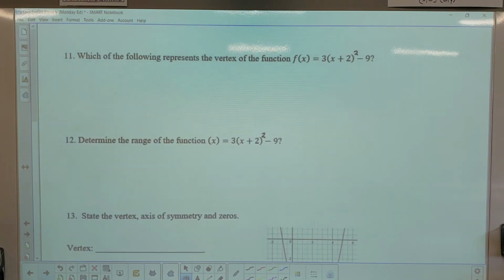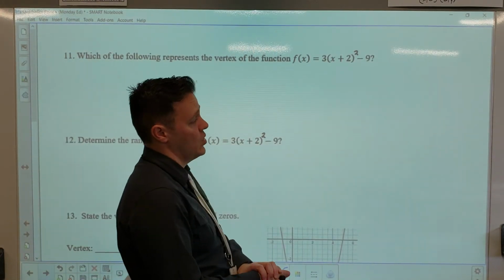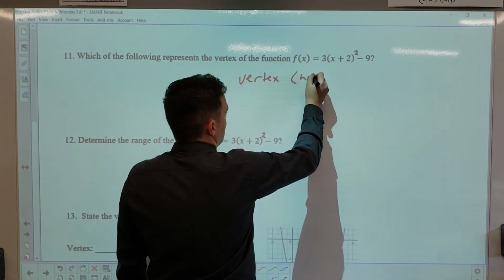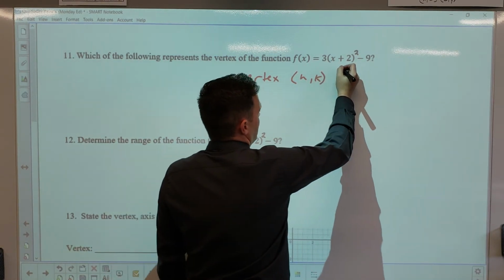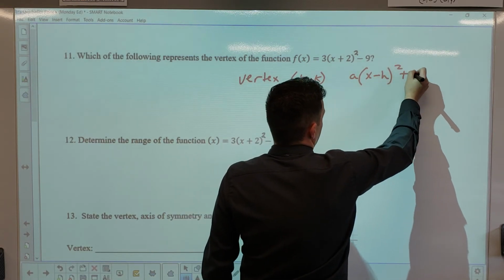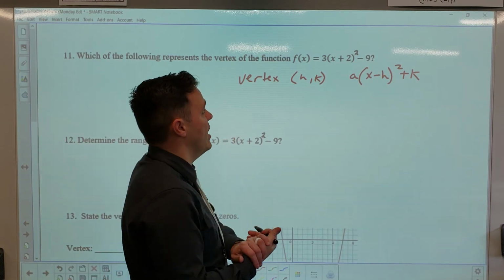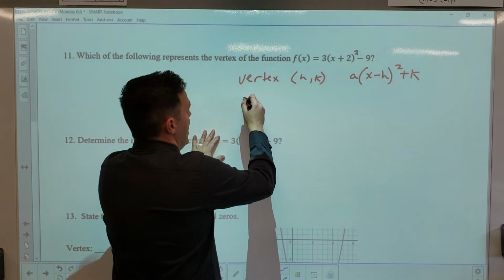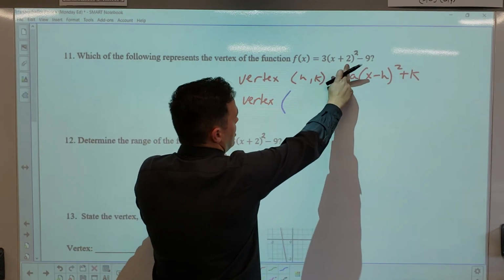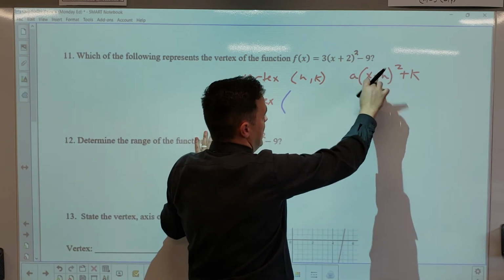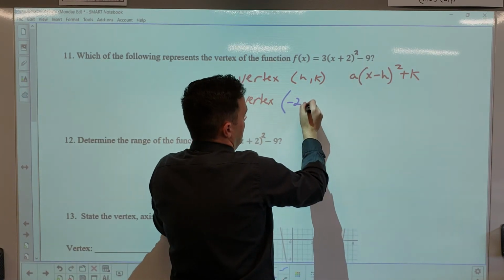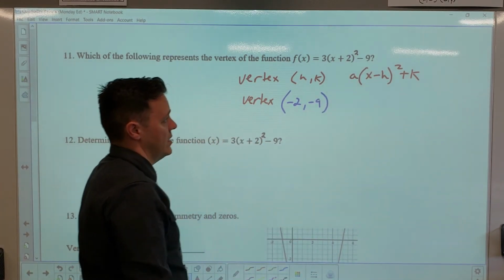All right, number 11, which of the following represents the vertex of the function? Well, it's the same thing we had talked about. Vertex is your (h, k), and this formula is supposed to be a(x minus h) squared plus k. So what is my vertex? I don't even have to graph it. I could just look straight at it and know that my vertex for this problem is h, which would be 2, but it's supposed to be negative, so that'd be negative 2, and then this would be 9. There's your value right there.